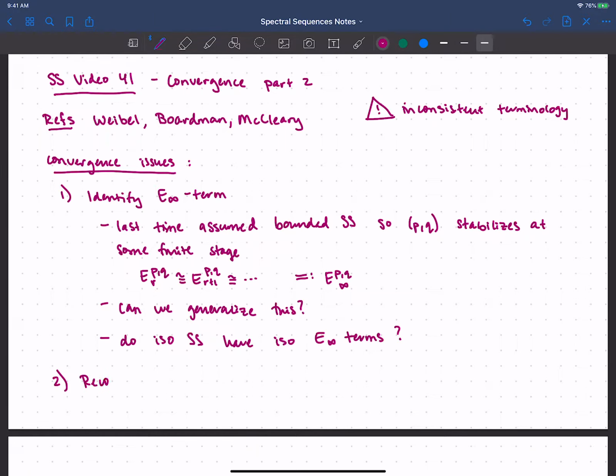Okay. Another big issue that we'll have is reconstructing. Say we even know the E infinity term. How do we then reconstruct the cohomology? So I'm thinking kind of about our example of the cohomology of a space where we had some filtration. We do this for cohomology in the Serre spectral sequence, in the Bockstein spectral sequence, so whatever cohomology it is that we're interested in. And there are lots of things that could make this hard.